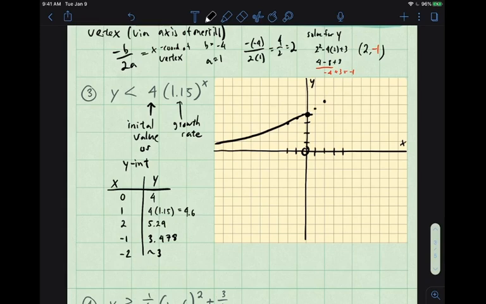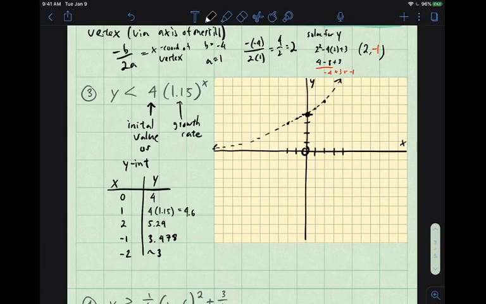Oops, messed up my line. It has to be a dotted line because it is strictly less than. Okay. It never touches the x-axis. That's one of the special features of exponentials.